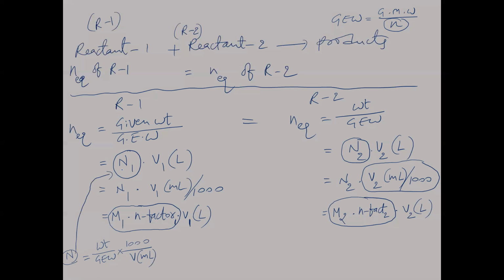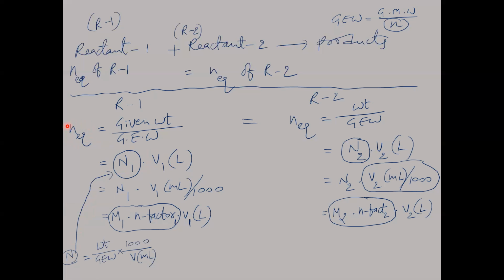Sometimes N1 will not be given directly. Instead of giving N1, they give the weight of the substance, the weight of the solute, and the volume in ml. We have to understand the gram equivalent weight for the given substance. Then we have to take this formula, and after using it we get normality. That normality will be taken as N1. After taking normality as N1, into V1 in liters we have taken.